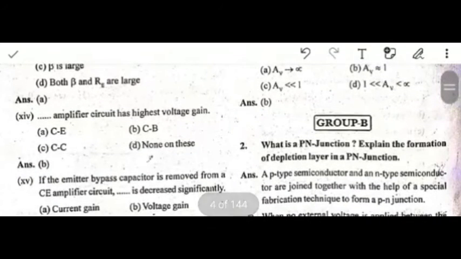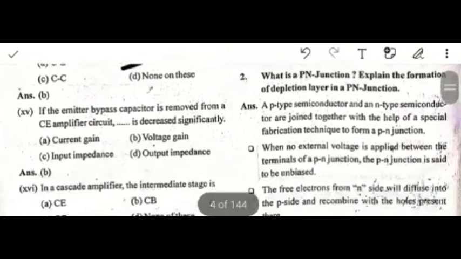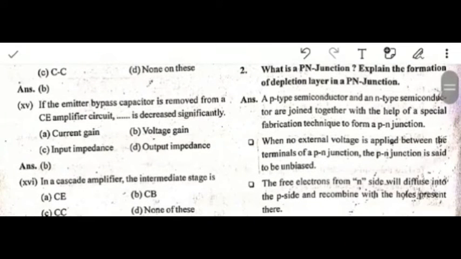In the 14th question, which amplifier circuit has the highest voltage gain? You should know that the CB amplifier, the common base amplifier circuit, has the highest voltage gain. Option B will be the correct answer. In the 15th question, if the emitter bypass capacitor is removed from a CE amplifier circuit, voltage gain will decrease significantly.